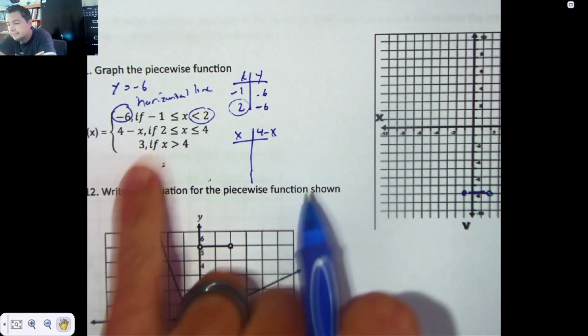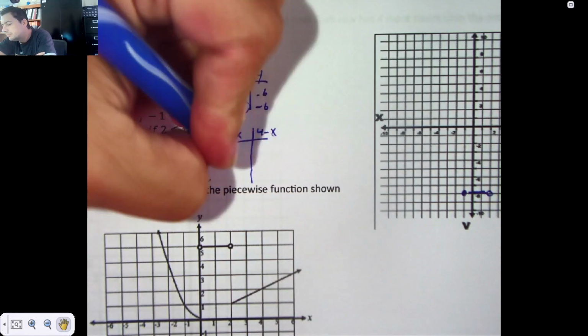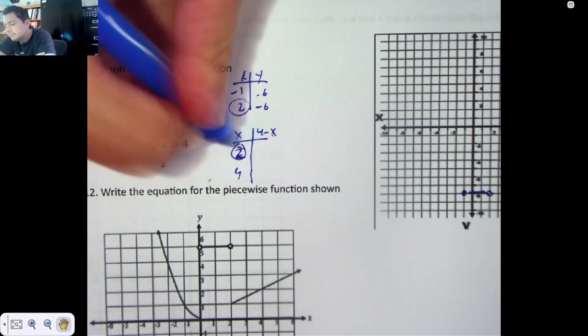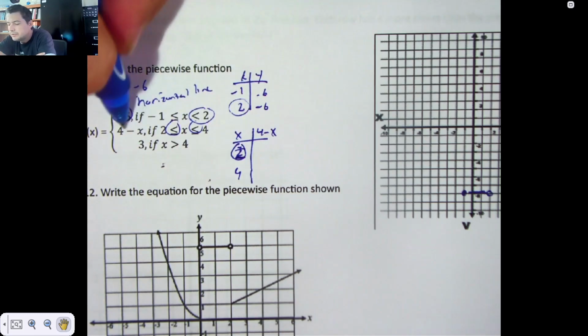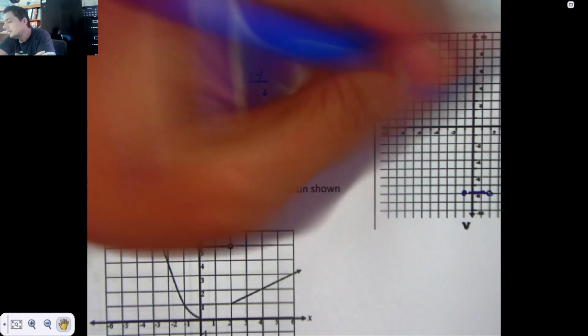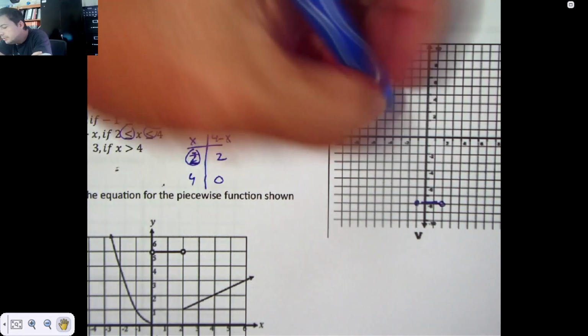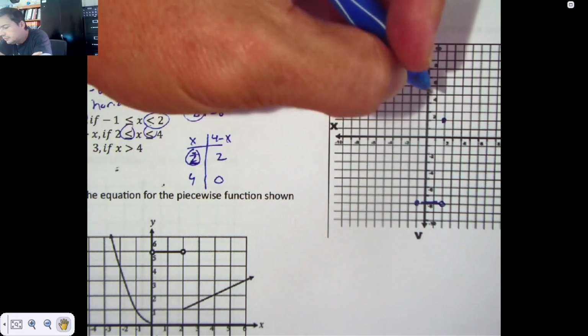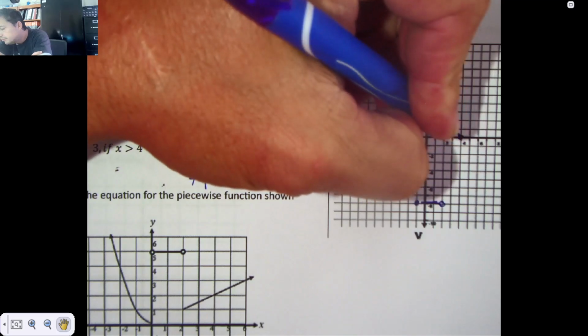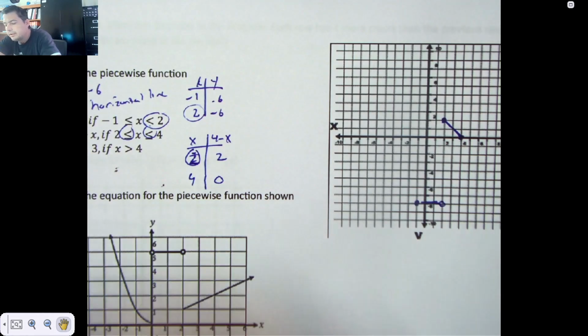Second one's this guy. It takes things between 2 and 4. It accepts them both, with the symbolism. If you plug in a 2, 4 minus 2 is 2. If you plug in a 4, 4 minus 4 is 0. So I have the point (2, 2), solid. I have the point (4, 0), also solid. And there's that piece. And the last piece is 3.